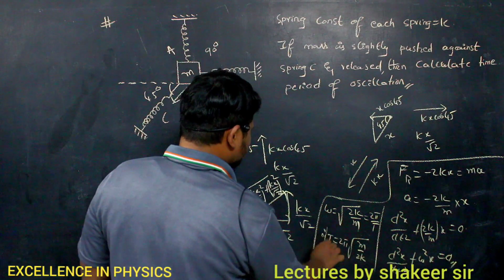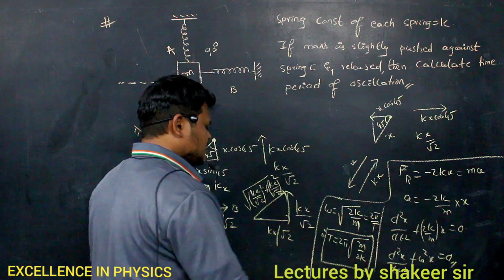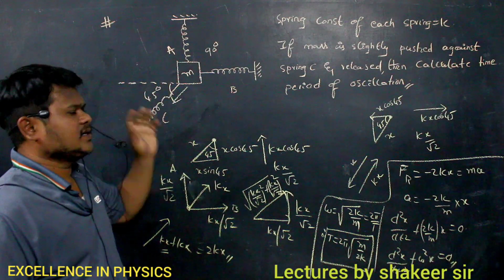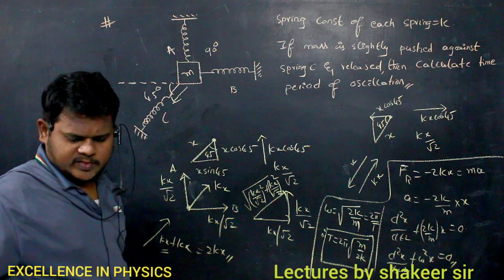So this is the equation for the time period of this mass if it is slightly displaced by a small distance and released. Clear? I hope you have understood. Make a note of this one.